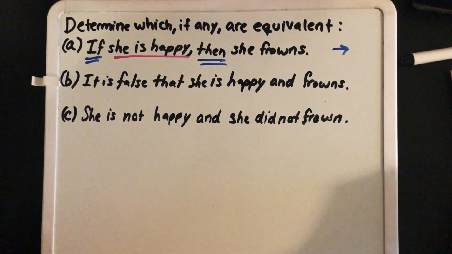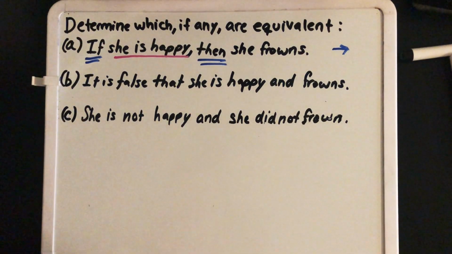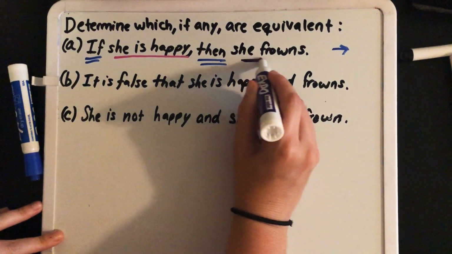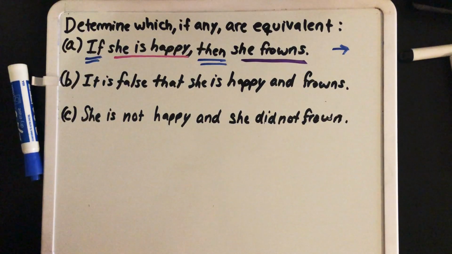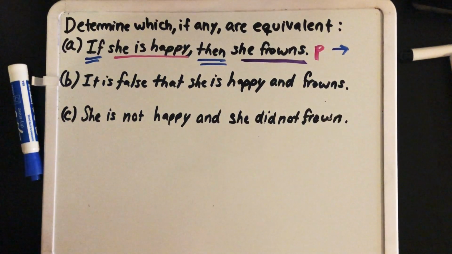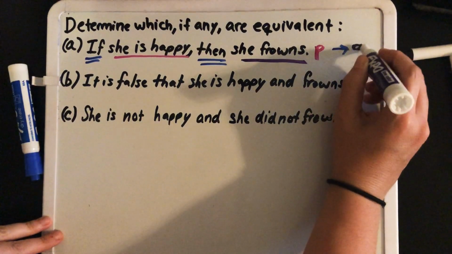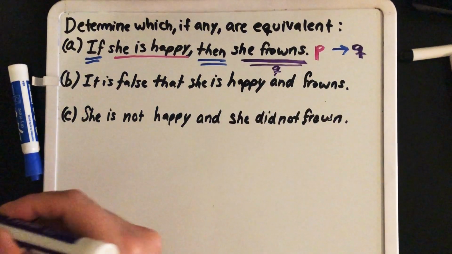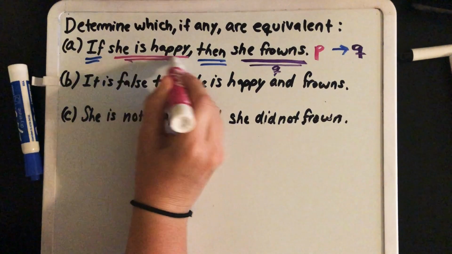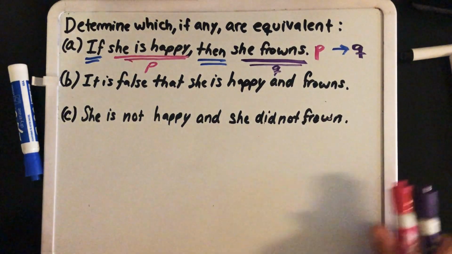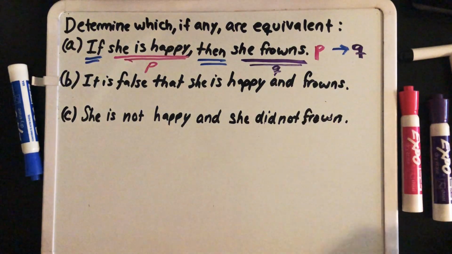So I'm going to use, let's see, we'll find another fun color here. How about we'll use purple. Hopefully you can tell the difference in my video here. Okay. So she frowns. So if I'm letting P be she is happy, this would be if P, then she frowns, then Q. So I'm letting this statement be my Q, and I'm letting she is happy be my P. Okay, if P, then Q. Hopefully that makes sense.